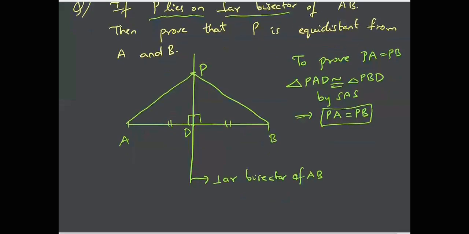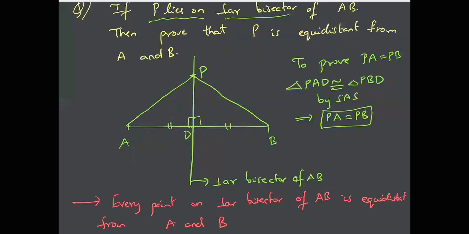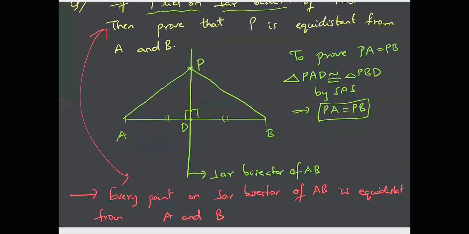Also, I can say that every point on the perpendicular bisector of AB is equidistant from A and B. So these two statements are equivalent. Now let us prove the converse of this statement. What will be the converse?